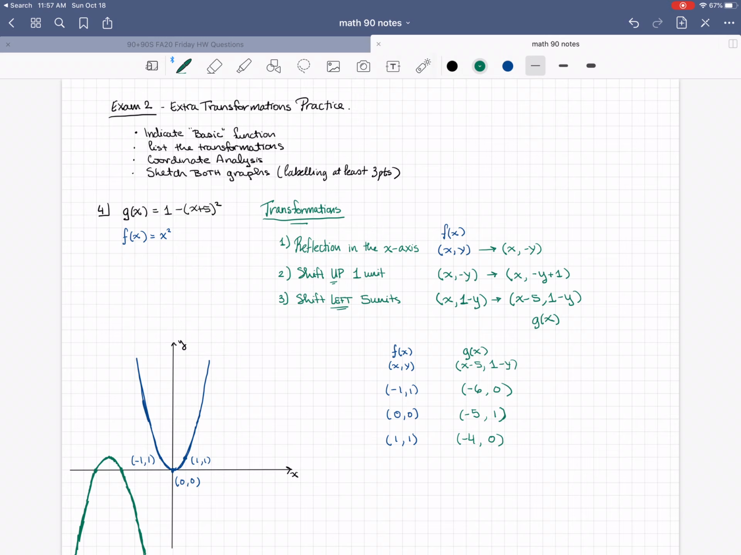Okay, so there is the graph of f in blue, the graph of g in green, and we have gone through all of the steps in the problem. We've indicated the basic function, we've listed the transformations, we've performed the coordinate analysis, and we've sketched both graphs, and we've got at least 3 points on each graph. They're labeled on f. On g, I didn't label them, which you can if you want. I just was worried about making my graph look cluttered for you all. That's the 4th example. 4 more to go.